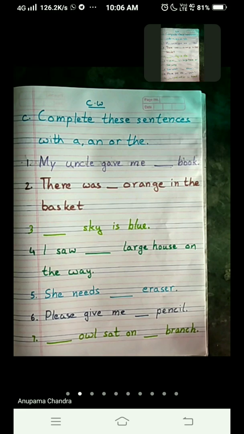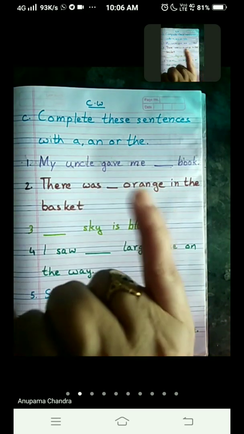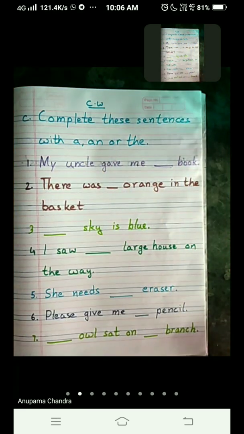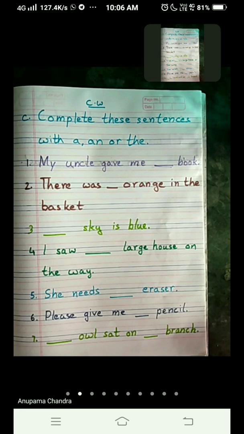Okay, repeat after me. A, E, I, O, U. Remember we have done 5 friends. A, E, I, O, U. These 5 friends we call them as vowels. And where you are going to hear these sounds, there you are going to write an. And other than these 5 letters, the rest of the letters are consonants. And where consonants will be there you are going to write a. Understood? And the, where do we use the?